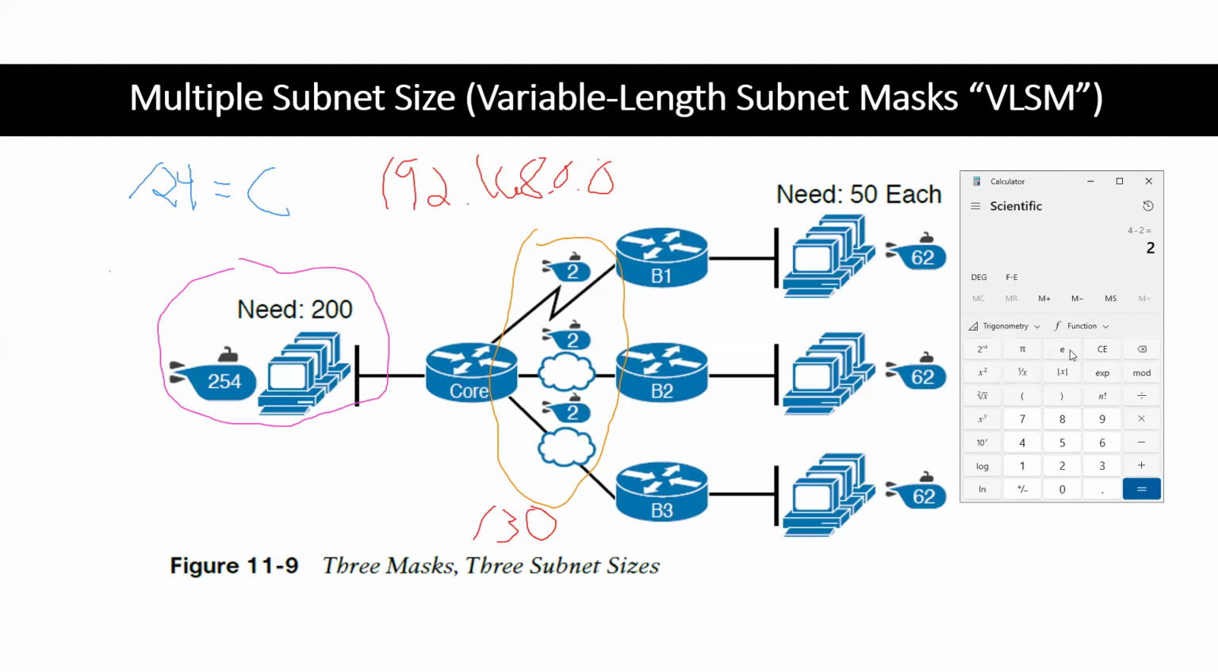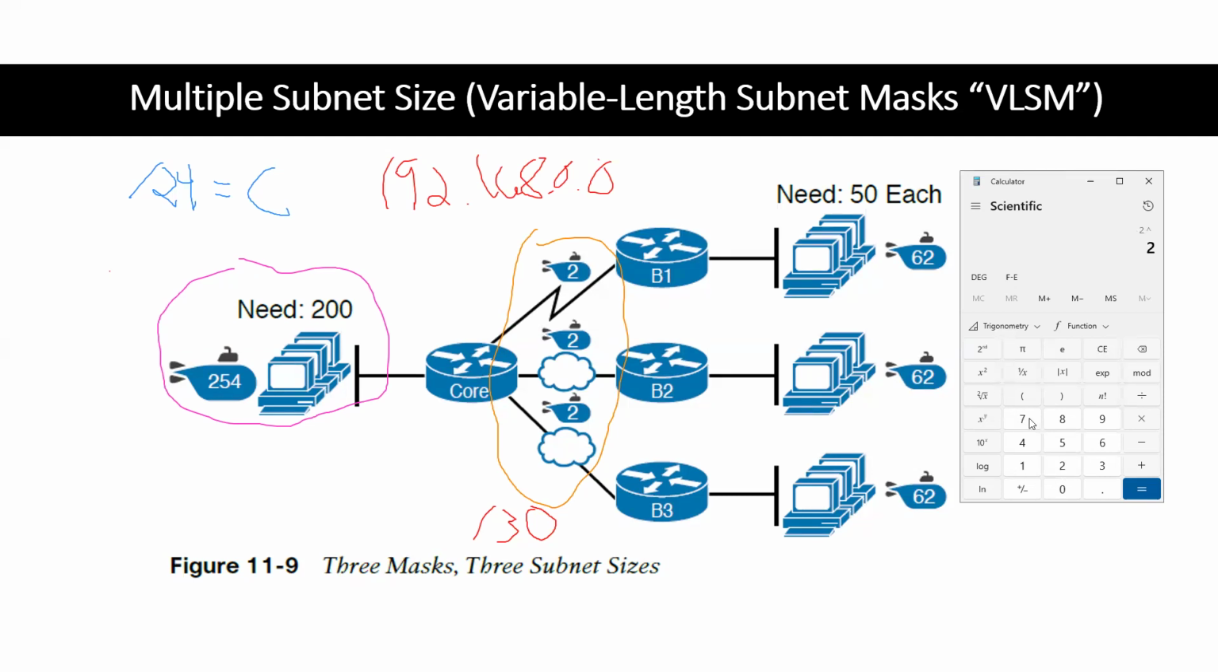So let's scale it up a little bit. Let's do 2 to the power of 5, 32 minus 2. We're doing the host formula. It's giving us 30 IP addresses. That's still not going to be enough. Let's go ahead and scale it up a little bit more.